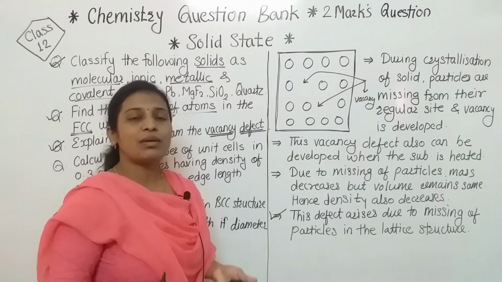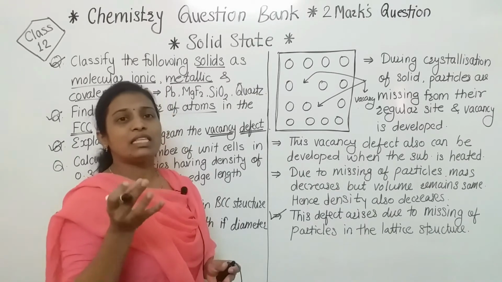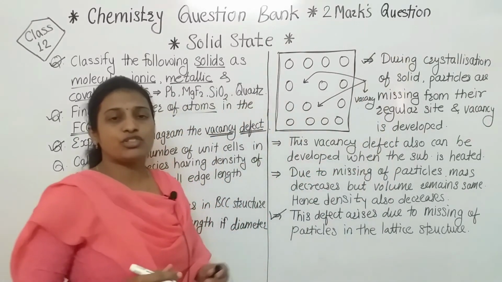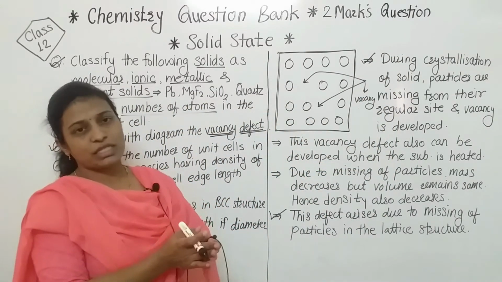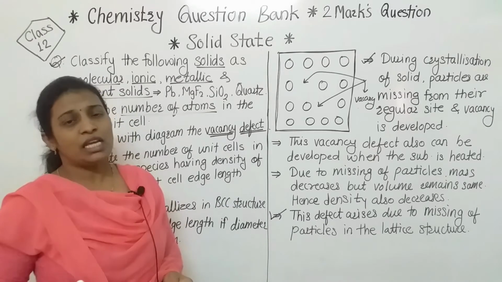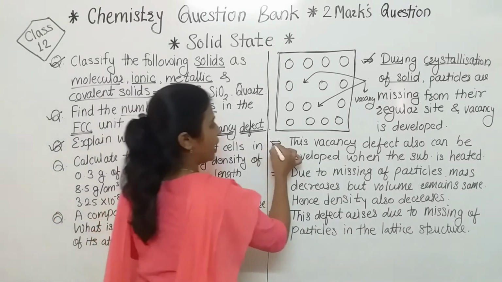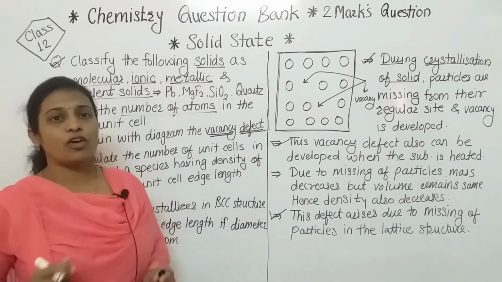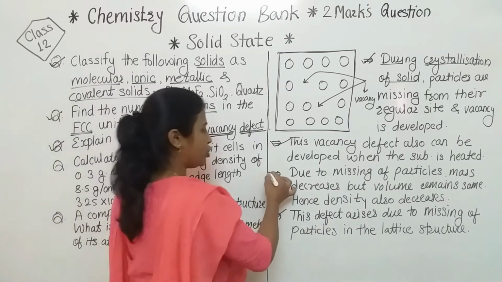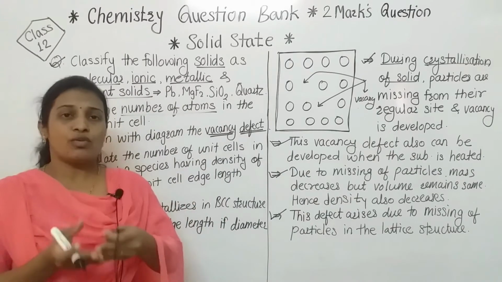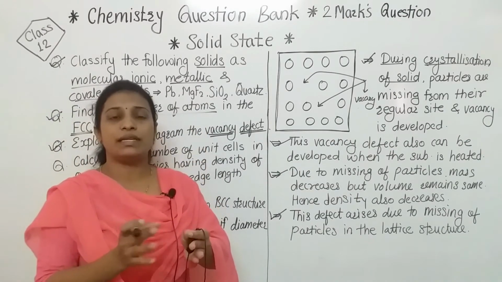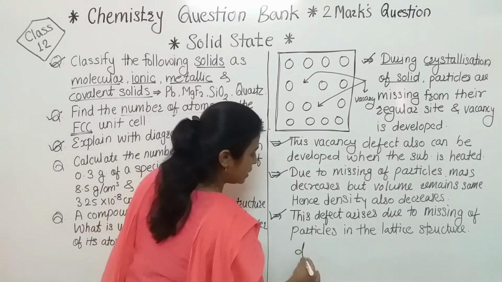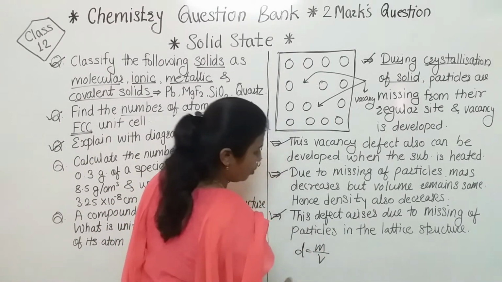Now why will this type of case happen, that is, why are these particles missing? We can say that during the crystallization of the solid, particles go missing and they develop the vacancy. The second reason is that this vacancy defect can also develop because of heating of the substances. Due to the missing particles, their mass will decrease but their volume will remain the same.